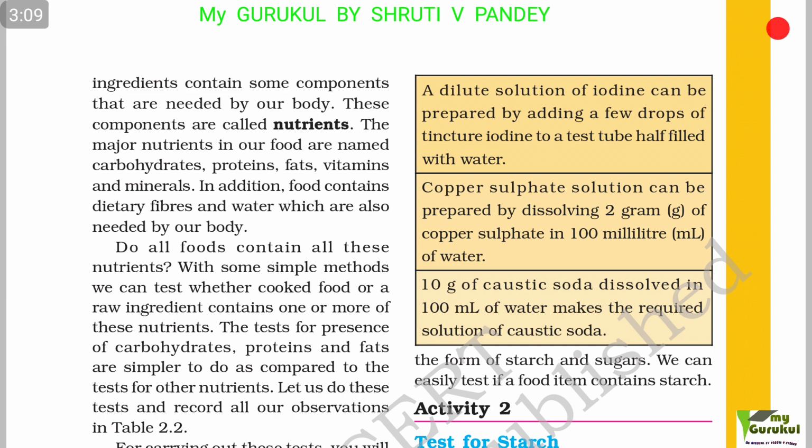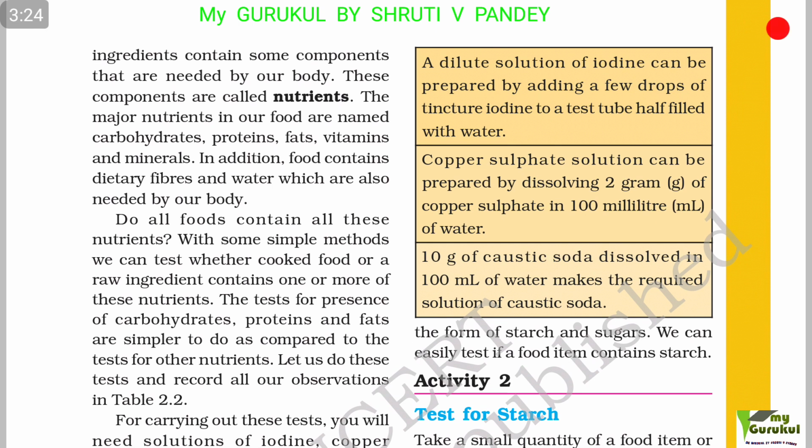Children, ingredients contain some components that are needed by our body. These components are called nutrients. The major nutrients in our body are named carbohydrates, proteins, fats, vitamins and minerals. In addition, food contains dietary fibers and water which are also needed by our body. Do all foods contain all these nutrients?